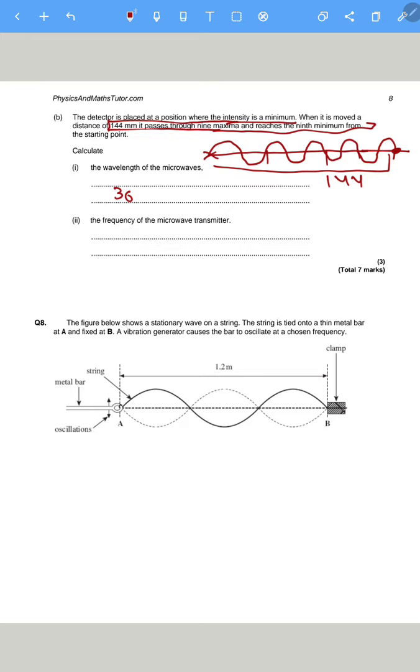I'm pretty sure. 1, 2, 1, 2, 3, 4.5. So divided by 4.5, 32. The frequency, so we know that microwaves travel at 3 times 10 to the 8 equals, the wavelength is in millimeters. That would have to be converted into meters. So that would be 32 times 1,000 times whatever. So that would be 9400 hertz.